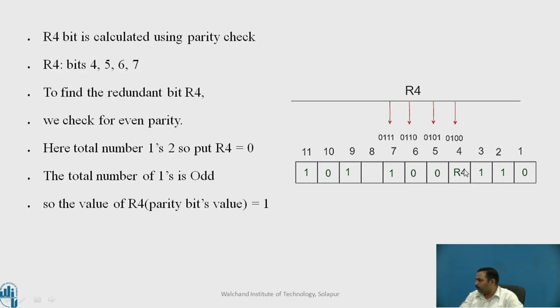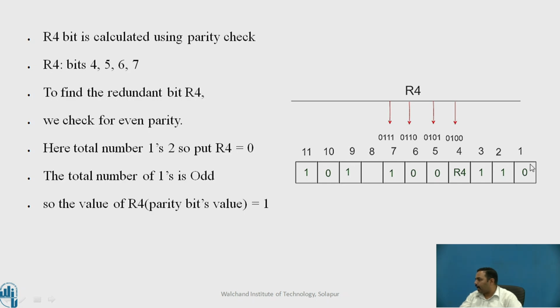Same we have to calculate for R4 bit. R4 bit 4 to 7. Now we have to check the least bit, last bit, how many times we can see 1. Here 1, 2. So we check for even parity. Total number of 1 is 2 times. So put R4 is equal to 0. Here we have to add 0.